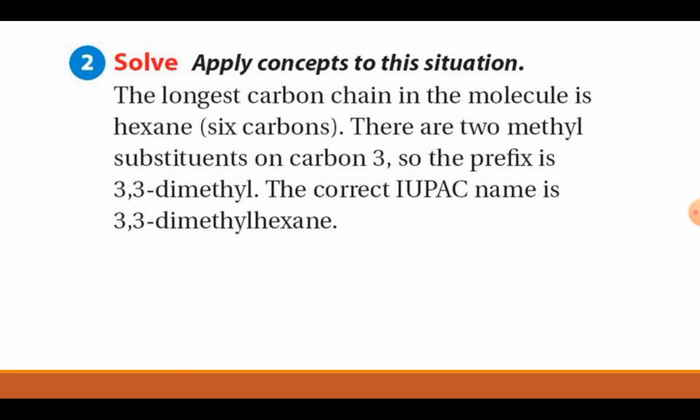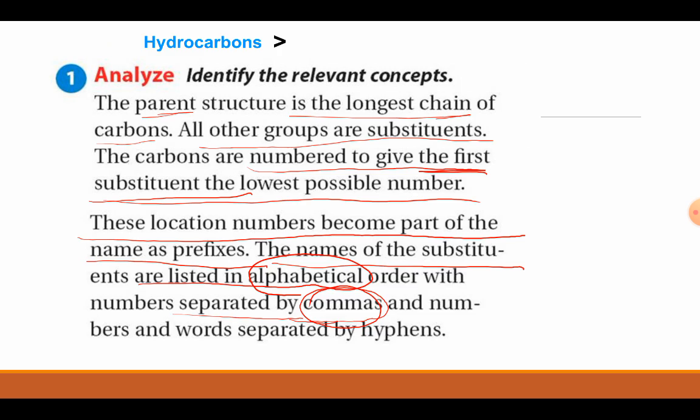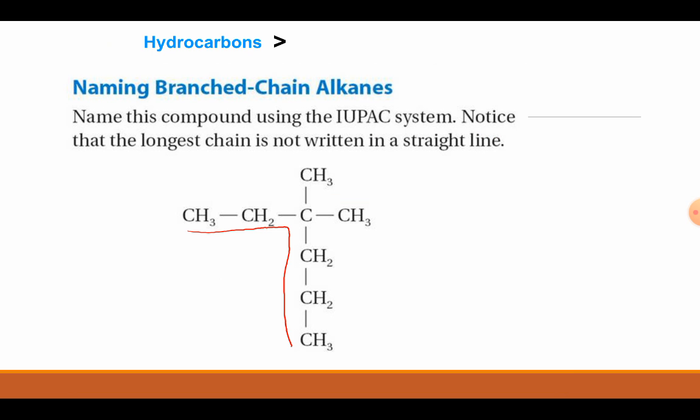Let's see here how to write or name the compound. Of course, we found the longest chain was 6 in the example. Let's go back to the example, guys: 1, 2, 3, 4, 5, 6. This is the chain. The substituents are CH3 and CH3. They are both substituents, right?